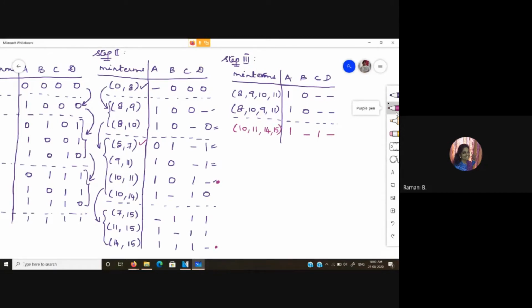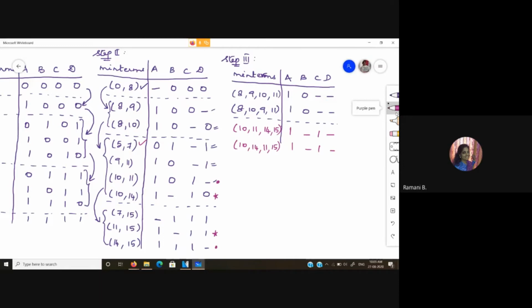Then comparing this 10, 14, it has dash in the second position. So this is compared with this one. So here also we can see 1 dash 1 is common. So 10, 14, 11, 15. So 1 dash 1 dash.